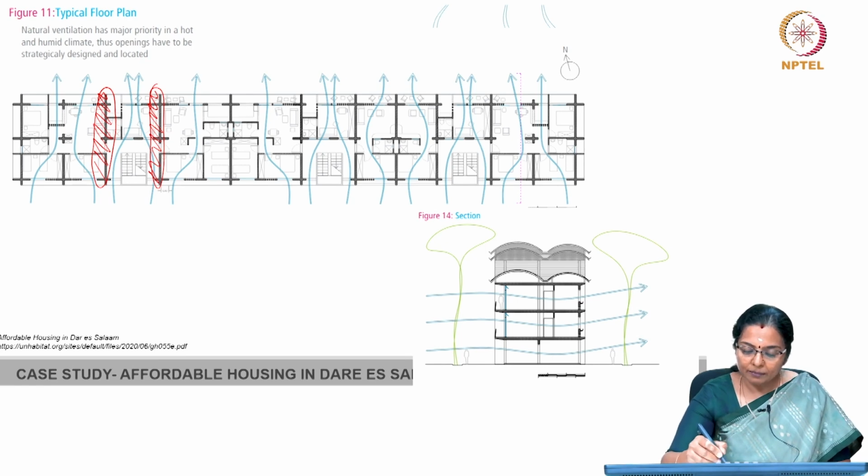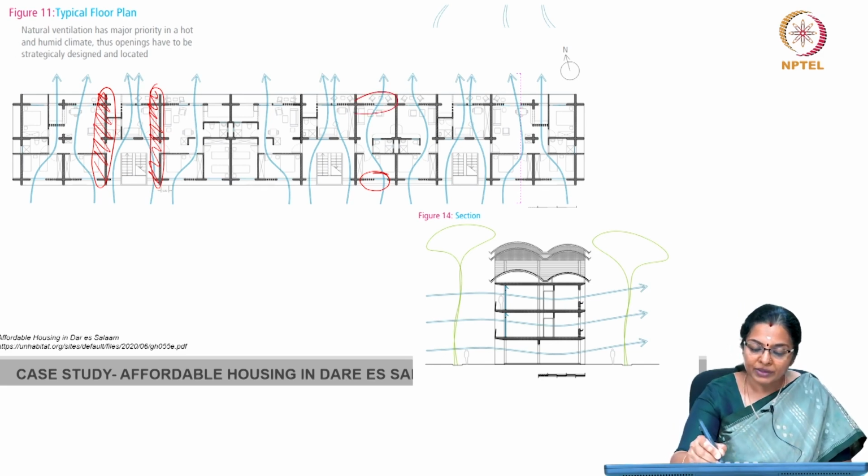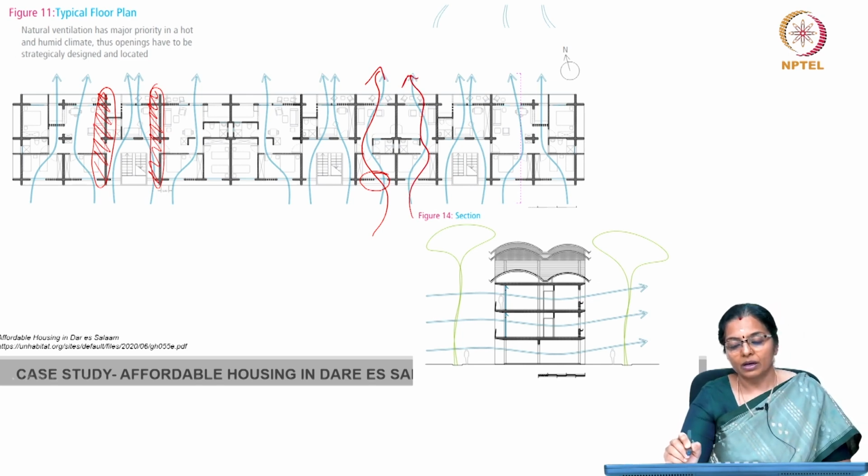So, you can see that there are windows and they are louvered windows. What are louvered windows? We will look at it in greater detail when we look at openings as a passive strategy. And this facilitates cross ventilation through the house. So, there is constant breeze movement inside the house.